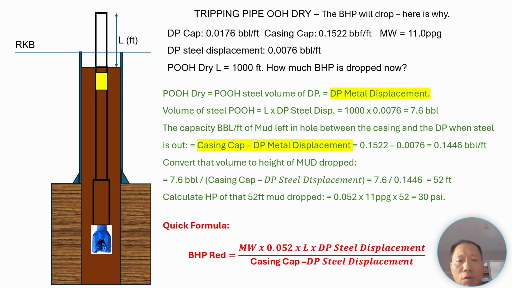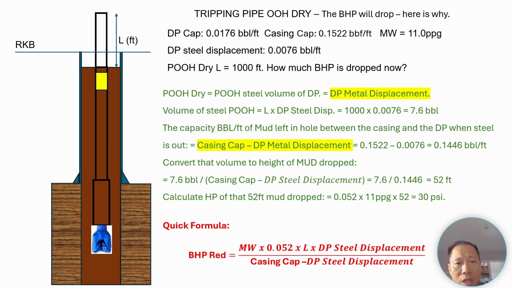Now we work out the volume of the steel that has been pulled out of hole. We take the length times the steel displacement. So 1,000 times 0.0076, you get 7.6 barrels volume of steel that has been pulled out.